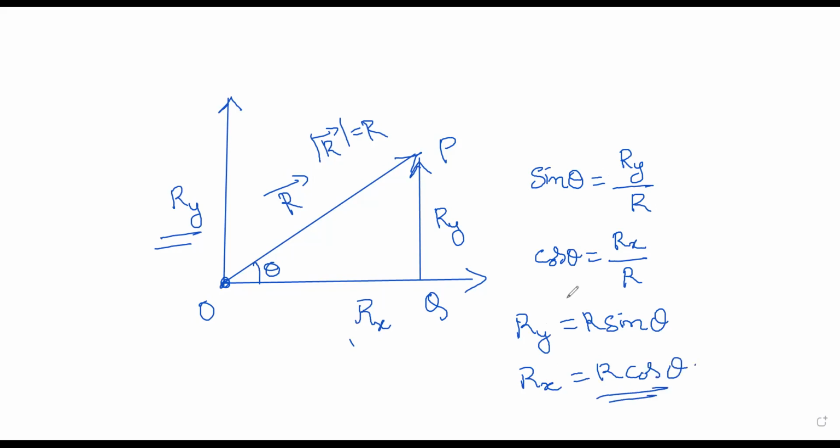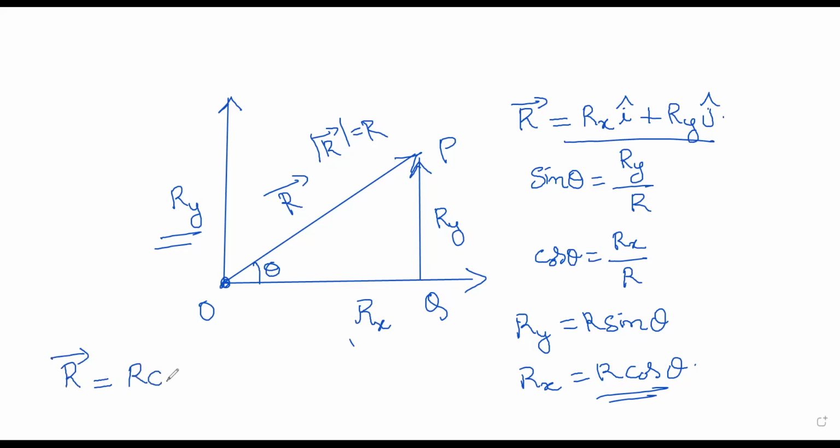So using this, you can write that the original vector r bar is Rx i cap plus Ry j cap. Like this, you can write the vector once it is split into two perpendicular components in two dimensions. So r bar, a vector, can always be written as R cos theta i cap plus R sin theta j cap.